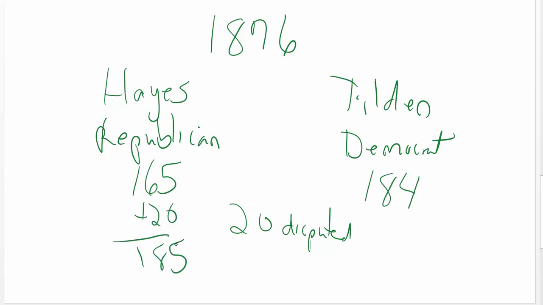You think it sounds fair? No. So the Democrats said, well, we could challenge this. But instead they made a deal, Liz. And the deal was this. We, the Democrats, will allow you to keep the presidency. You can have Hayes. But you Republicans, radical, have to end what?